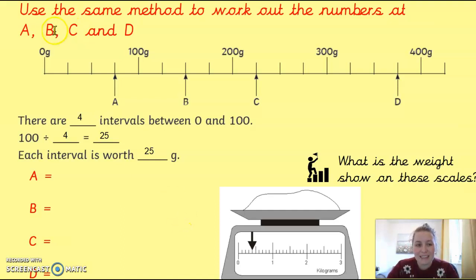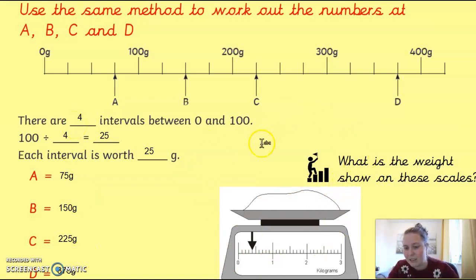Pause the video now, count up in 25s and see if you can work out what A, B, C and D are worth. So there are your answers revealed. Just counting up 25, 50, 75. Then you don't have to count all the way. You can start at your big markers: 100, 125, 150, 200, 225, 300, 325, 350, 375. And that's how we find the spaces.